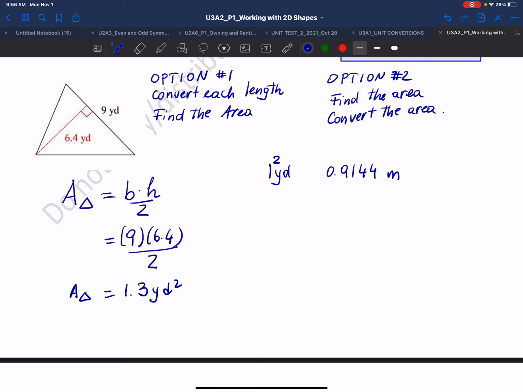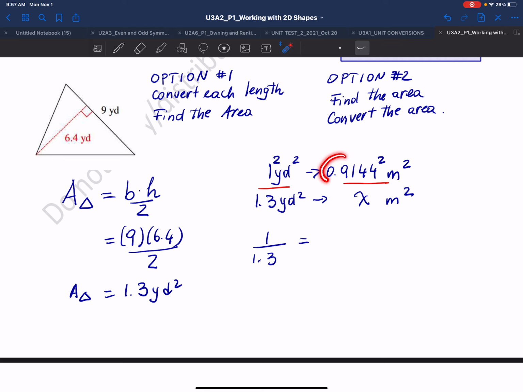Which means 1 yard squared would be 0.9144 squared meters squared. So what we have is 1.3 yard squared, and we want to convert into meter squared, which we don't know, so we call it x. So create the equations. We have 1 divided by 1.3 equals, again, you can square this or you can just leave it in this form. And I'm going to leave it in squared form in here to simplify the calculations.